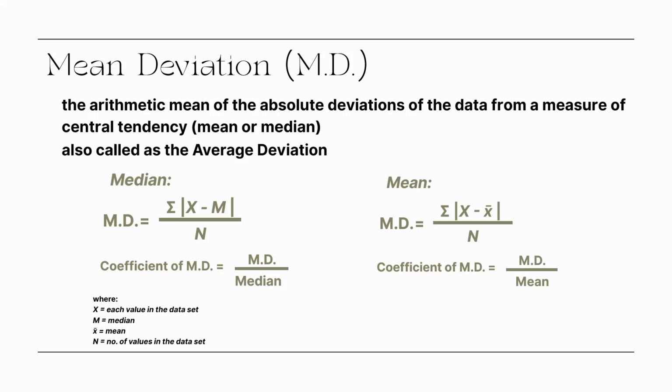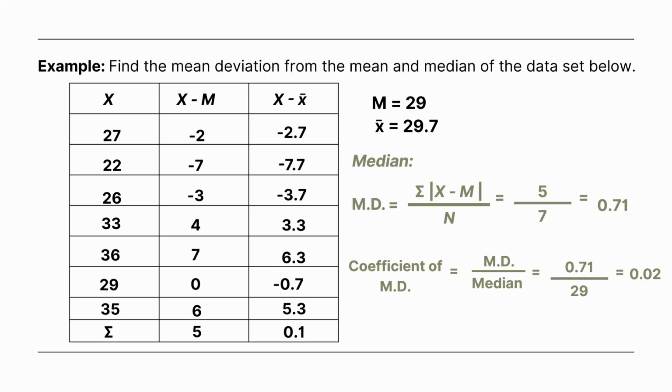As an example, here in the table, the x values or the score values are 27, 22, 26, 33, 36, 29, and 35. Getting the mean, the score is 29.7 and the median is 29. All the x values will be subtracted from the mean or median, hence columns 2 and 3. For the x minus median, the values were negative 2, negative 7, negative 3, 4, 7, 0, and 6, and its sum is 5. For the x minus the mean or the deviation from the mean, the values are negative 2.7, negative 7.7, negative 3.7, 3.3, 6.3, negative 0.7, 5.3, and the sum is 0.1.